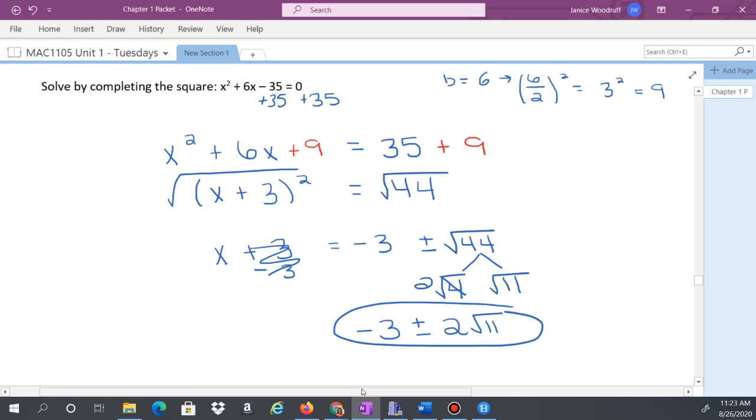Okay, you might also see an answer. I don't think typically it does, but if you split it into 2, it would be negative 3 plus 2 radical 11, comma, negative 3 minus 2 radical 11. I don't think you have to do that. There is a plus or minus button on that toolbar on my math lab that you can use.